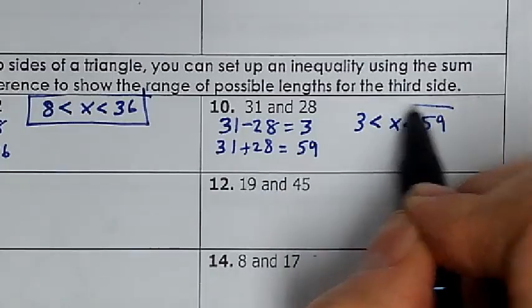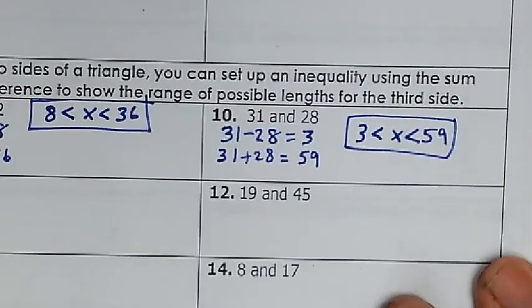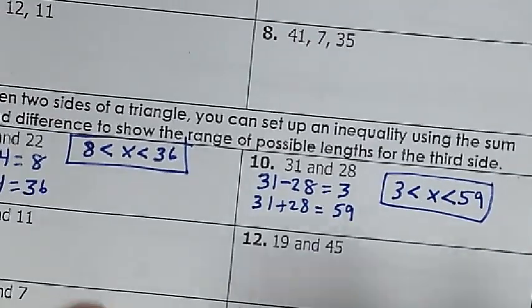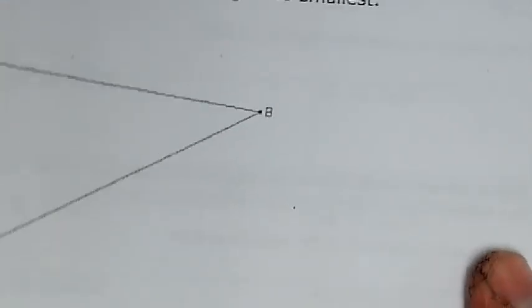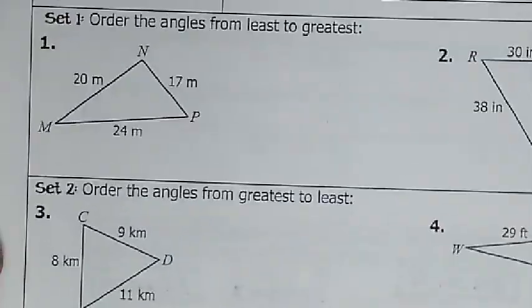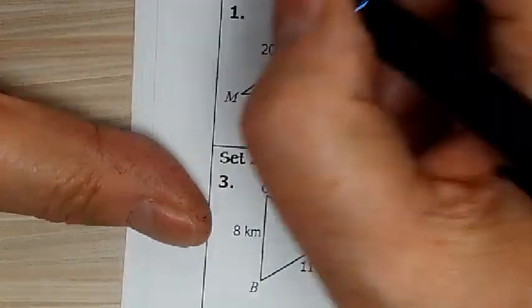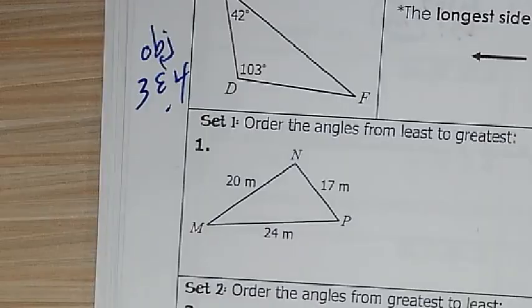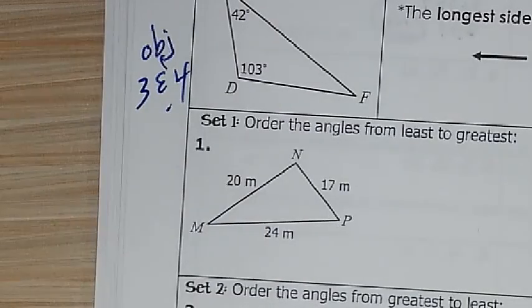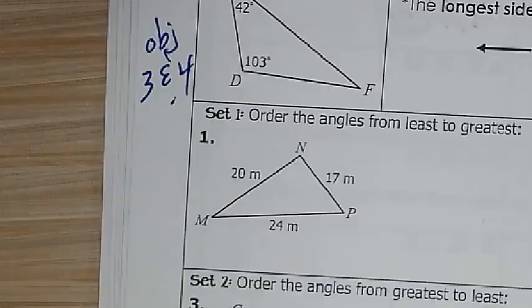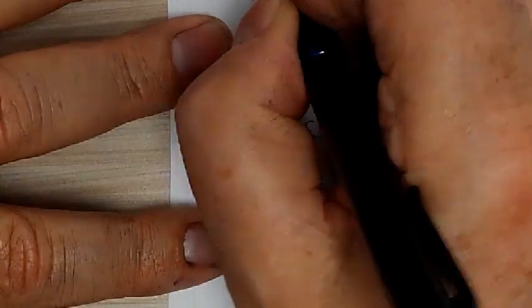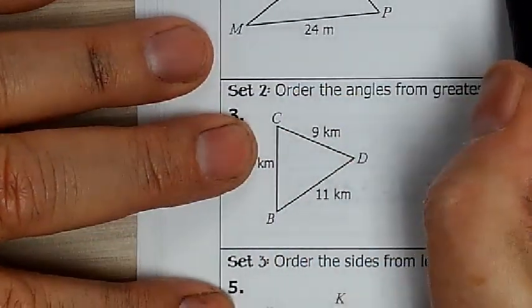Final objective. You ready? On the right side of your paper, I'll fill this out for you, but listen. What we're trying to do is order the sides and the angles. Once you put the sides in order, then you have to put the angles in order. So let's do one of each. Let's take a look at number 1 together. It says order the angles from least to greatest. So they got to order the angles, not the sides. They give you the sides.